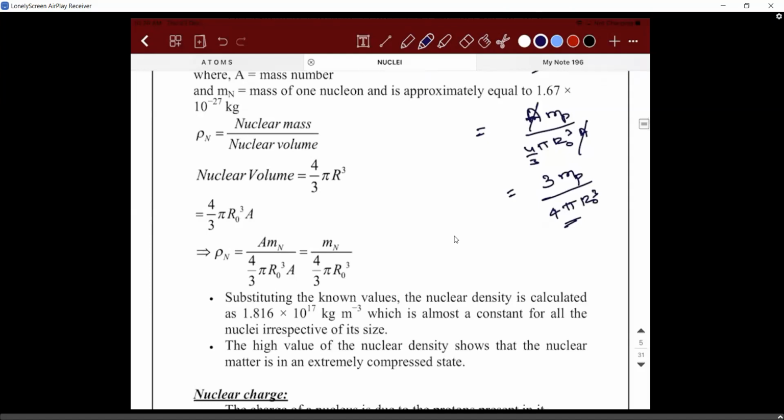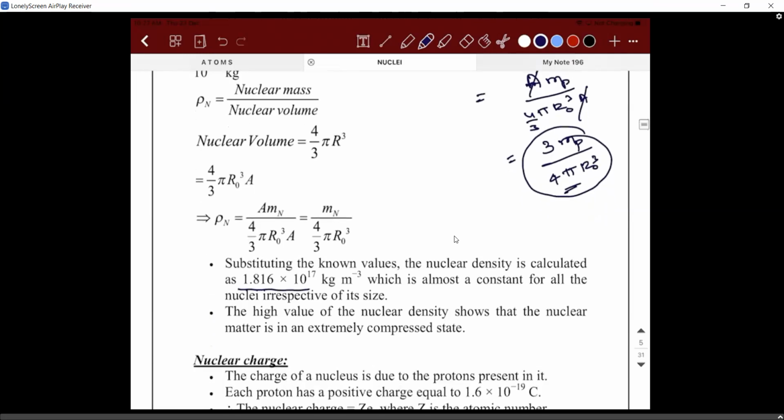Substituting all these values, you will get the nuclear density as 1.8 into 10 power 17 kilogram per meter cube. Look at the density value. 10 power 17 means you have to put 17 zeros. In this small atom, that is the amount of density that is present. So think how packed it would be. It is almost constant for all the nuclei, irrespective of their size. So the high value of nuclear density shows that nuclear matter is in an extremely compressed state.